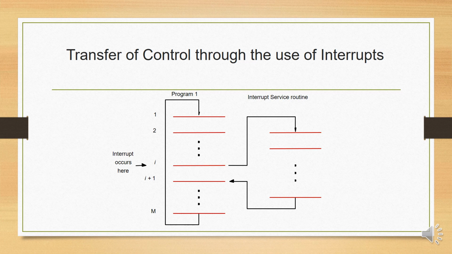So let us assume an interrupt request arrives during the execution of instruction I. The processor first completes execution of instruction I, then it loads the program counter with the address of the first instruction of the interrupt service routine. After execution of the interrupt service routine, the processor has to go back to instruction I plus 1. You can see in the figure under program 1 the instructions I and I plus 1.